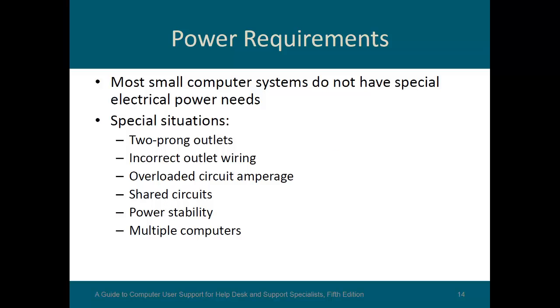Most small computer systems do not have special electrical power needs, but sometimes there are some special situations. Two-prong outlets, incorrect outlet wiring, overloaded circuits, shared circuits, which tend to cause overloads, power stability, multiple computers, and something that a lot of people are doing nowadays in winter is they're plugging in heaters into the same power strip that the computers are in, and they're all confused as to why their computer isn't working properly.